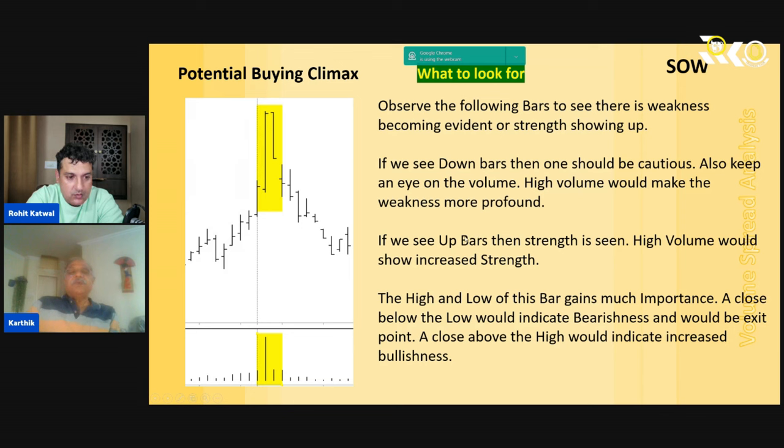Okay, so if we see up bars, then the strength is in. Sometimes, like you said, institutions are buying into it. Then the next bar would be an up bar, and if it is on high volume, it's really strength. So one has to look at the volume of the next bars. So essentially it becomes a two bar pattern. The high and low of the bar gains much importance here. A close below the low of this bar, one should get out, because it will push it further down. And a close above would indicate increased bullishness, because whatever supply in this bar was is being absorbed.